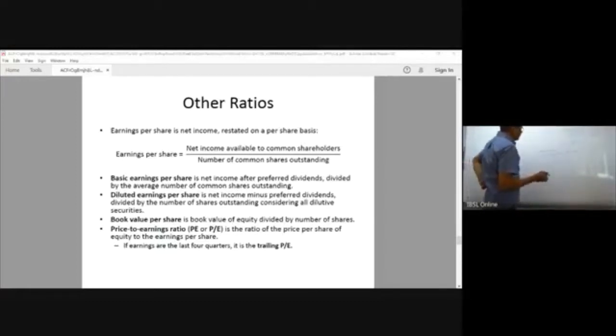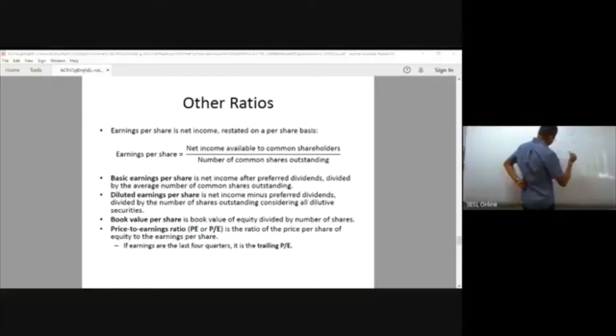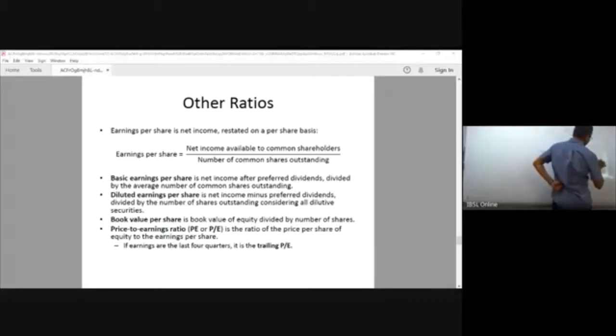Now, how will you look at it? You look at the P/E ratio. P/E ratio is equal to market price divided by earning per share. That's equal to 100 divided by 10, which is 10. We call it multiples, P/E multiple. So the P/E multiple is 10 times.